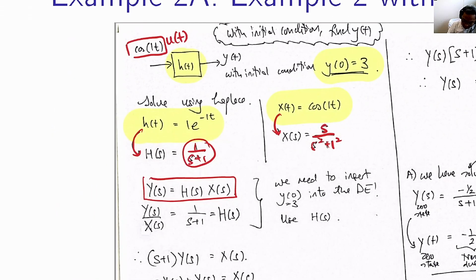So you might be stuck here. We are now in y of s. We are given y of 0 in time, and now we are already in the frequency s domain. How do we introduce y of 0 into the s domain? We can't. So what do we do?